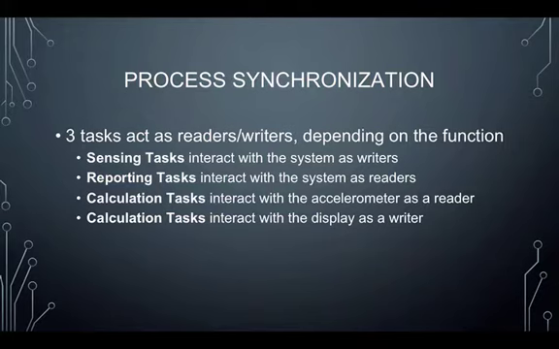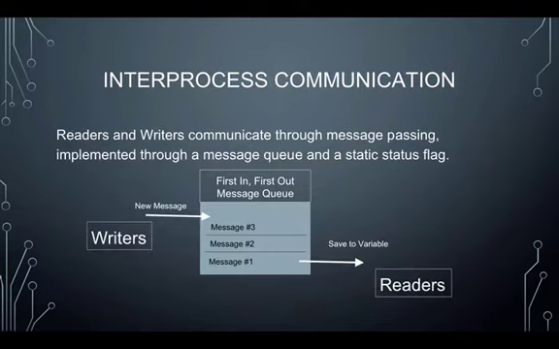Process synchronization is achieved through a reader-writer schema depending on the function of the task itself. Sensing tasks interact with the system as writers, while reporting tasks interact as readers. The calculation task interacts as both a reader and a writer. It interacts as a reader between the accelerometer sensing task and itself, and as a writer between the displaying task and itself. Inter-process communication is achieved through the message queuing system allowed by Micro-C OS2.